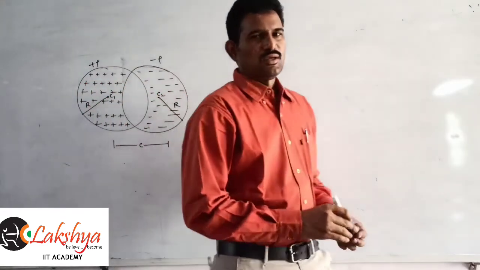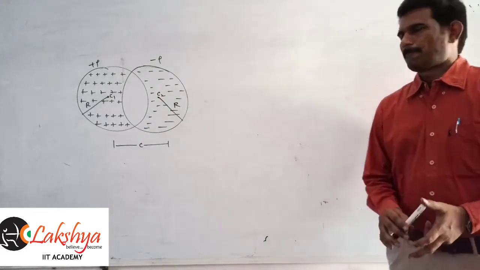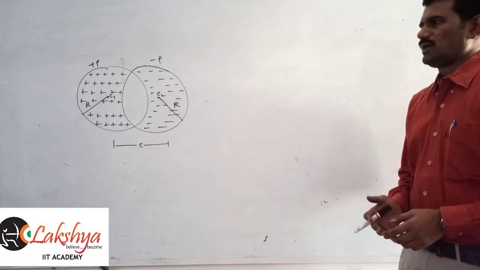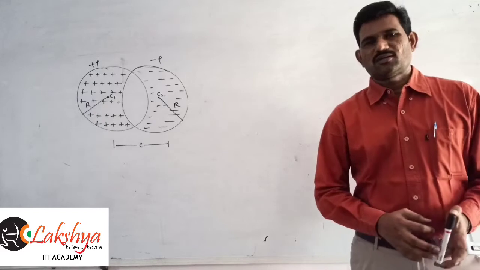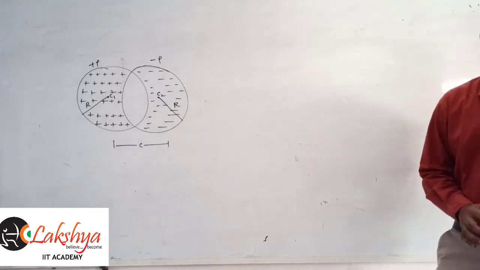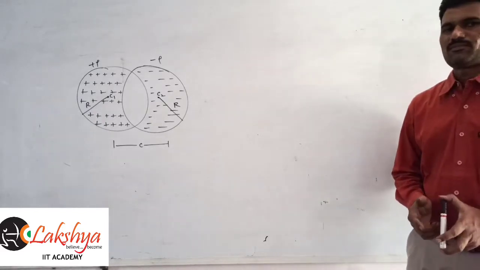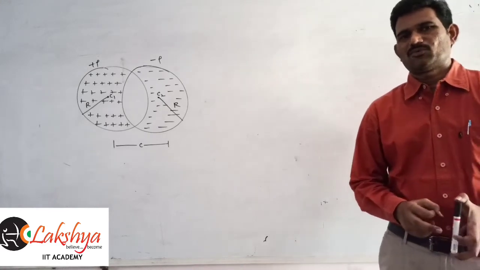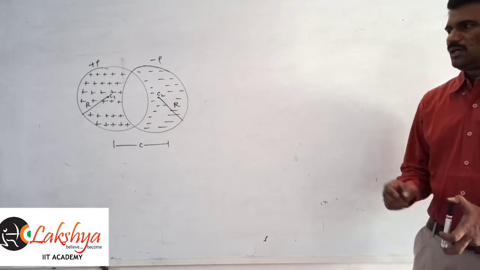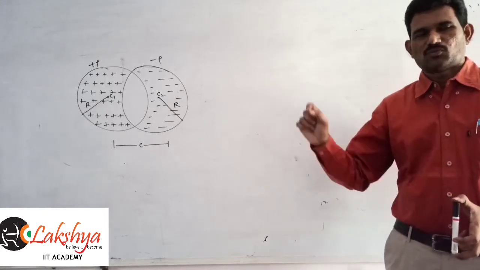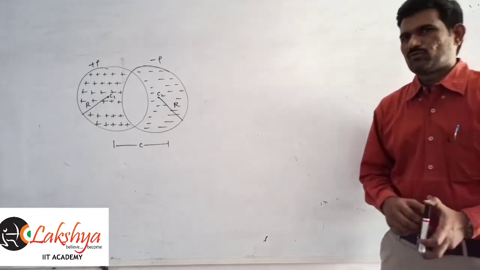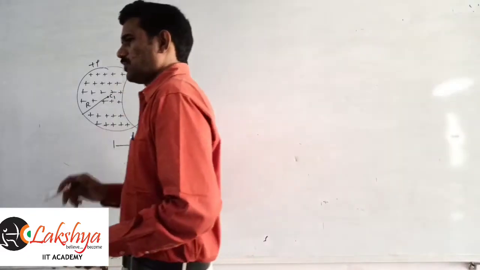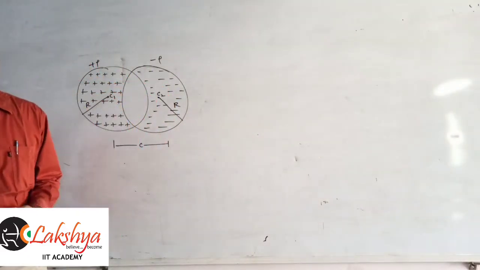Find the intensity of electric field at any point in the superposing area, or in the superposing space, the superposing volume. So at any point in the superposing space.